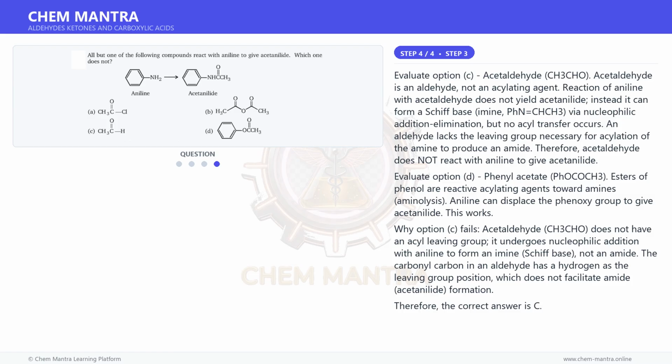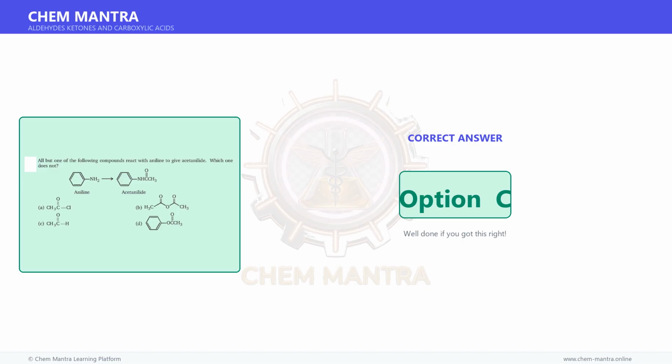Acetaldehyde, CH3CHO, does not have an acyl leaving group. It undergoes nucleophilic addition with aniline to form an imine, Schiff base, not an amide. The carbonyl carbon in an aldehyde has a hydrogen in the leaving group position, which does not facilitate amide, acetanilide, formation. Therefore, the correct answer is C. Therefore, the correct answer is option C.